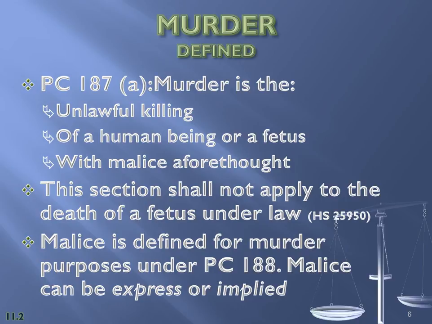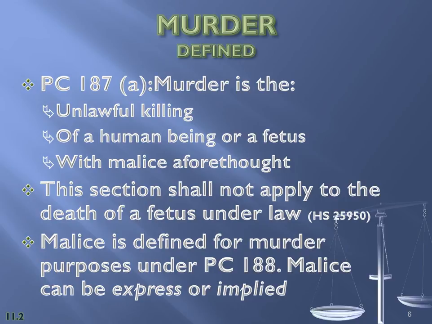Now, on the other hand, implied malice, as stated in Penal Code 188: malice is implied when no considerable provocation appears or when the circumstances attending the killing show an abandoned or malignant heart. Implied malice has been defined as that which arises or may be inferred from the intentional doing of an unlawful or wrongful act with a wrongful purpose. Implied malice exists where the killing was done suddenly, without justification or excuse, and without provocation sufficient to reduce the homicide to manslaughter.